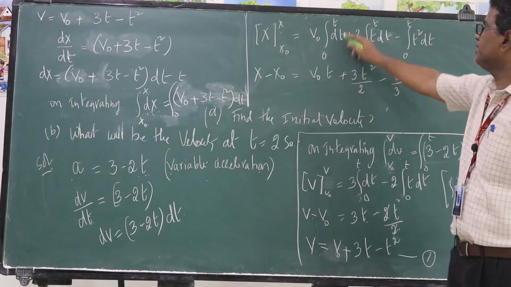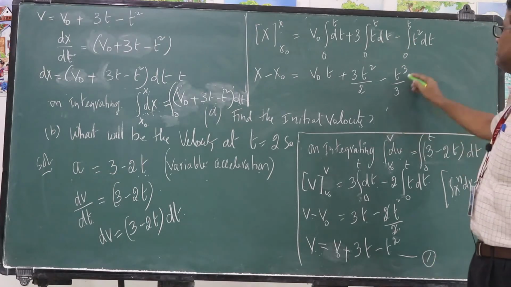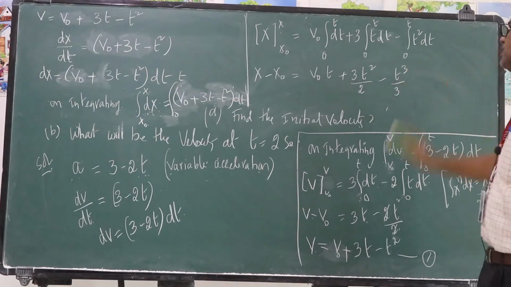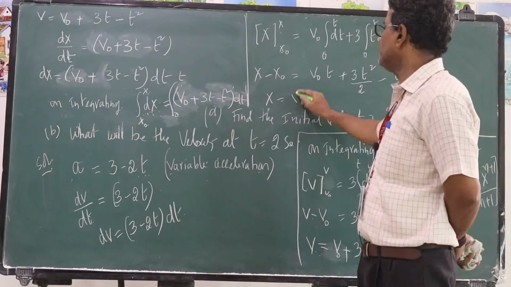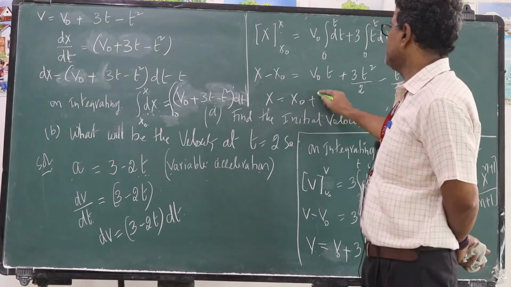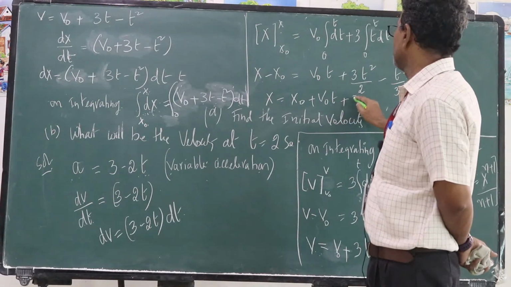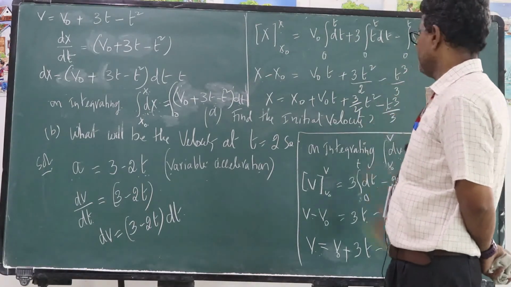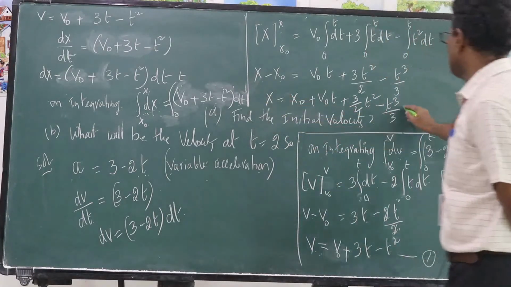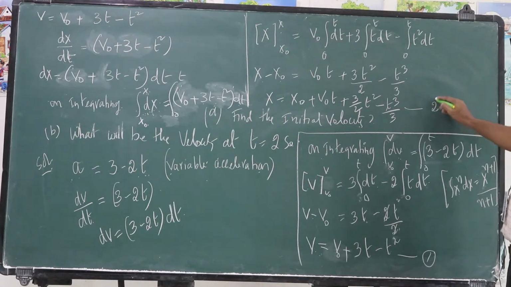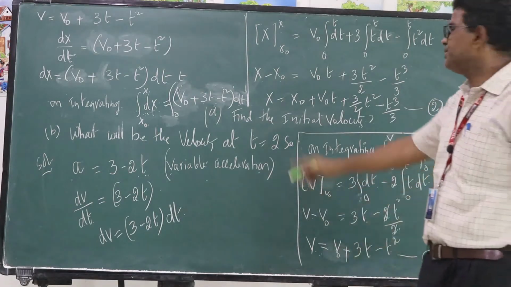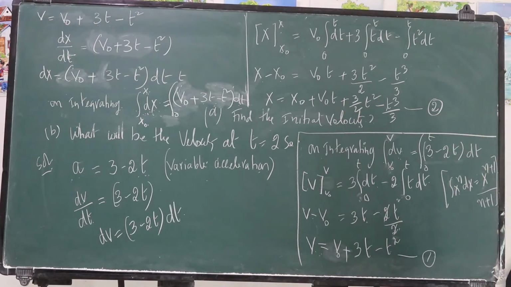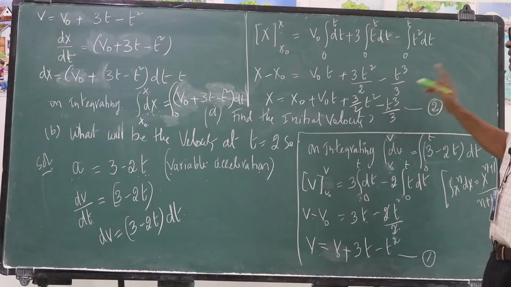So I am substituting the limits also. Minus, so t cube minus 0, you will get t cube only. So I got x is equal to x naught plus v naught t plus 3 by 2 t square minus t cube by 3. We call this equation 2, the position. So I got position x is equal to x naught plus v naught t plus 3 by 2 t square minus t cube by 3.